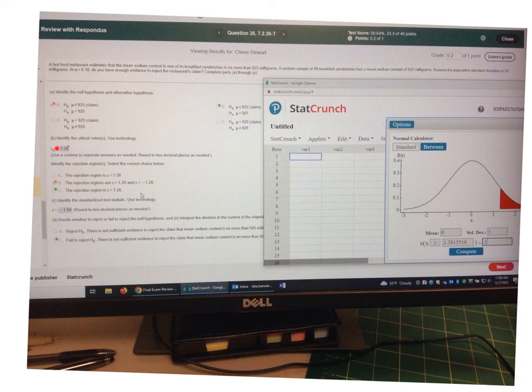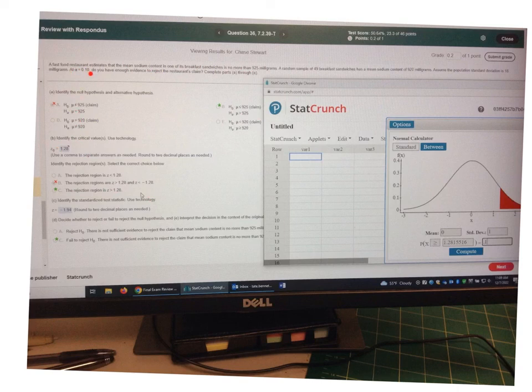Now you want to identify the critical value. Since it's right-tailed, it's not two-tailed as you seem to think, and that would be backwards anyway. If it's two-tailed, you'd have to choose this one. But it's right-tailed. So how do we get this critical value?